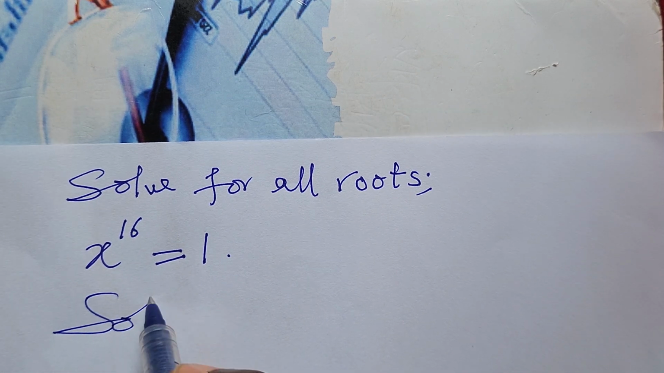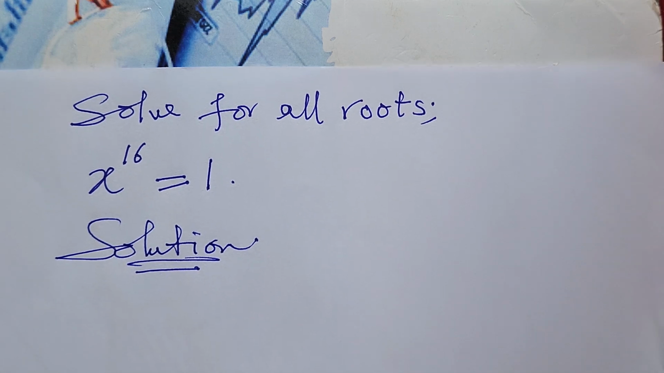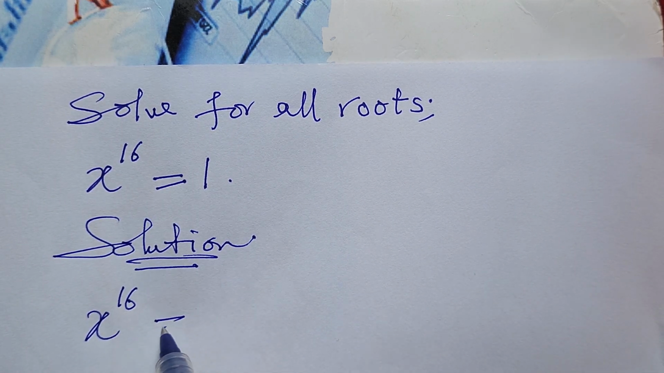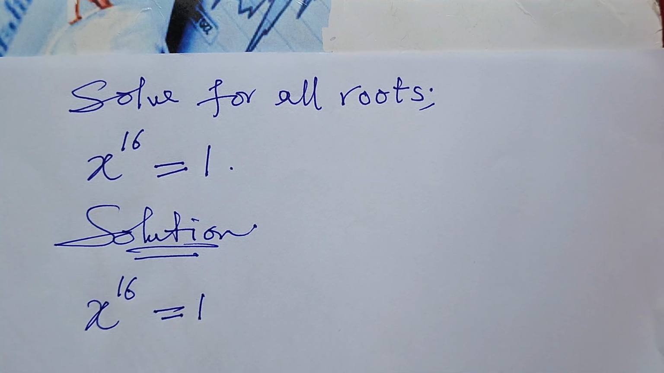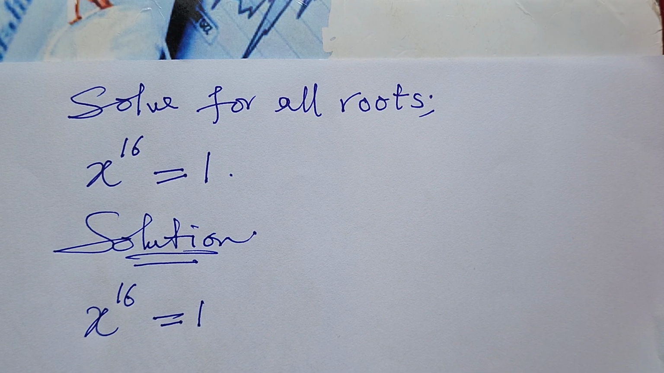Here we have the solution. All right, so the question is x to the power of 16 equal to 1. So what do we do here? Now we're going to make use of what we call the Euler identity, because here we are having 1. So we want to bring something with which to represent this 1.